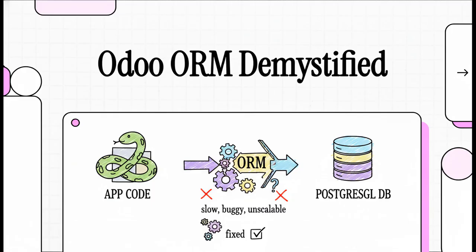You know, Odoo is this incredibly powerful tool because it lets you build full database-driven apps using pure Python. It feels so incredibly streamlined. But, well, here's the catch. Because it abstracts away that whole database layer, beginners very often end up writing modules that are slow, buggy, and just impossible to scale. So we're going to fix that today.